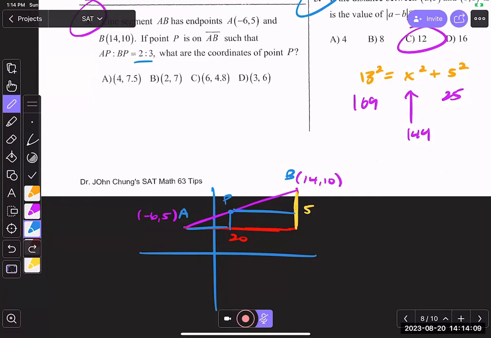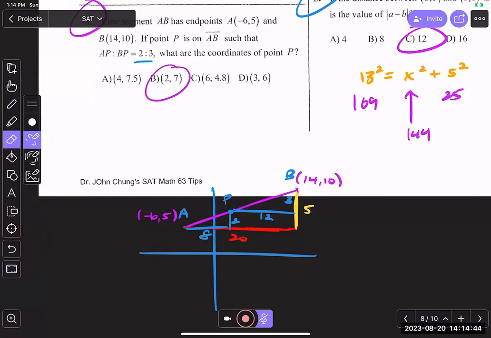Because if the ratios are 2-to-3, then one of them is going to be 2/5 of the whole thing. One of them is going to be 3/5 of the whole thing. So 2/5 makes this 8. 3/5 makes this 12. And then over here, you're going to get 2 and 3. Does that look good to you? Yeah. And then from there, right? Well, if you know that your horizontal distance is 8 and your vertical distance is 2, what point is that going to be for point P? Two, seven is exactly it, right?